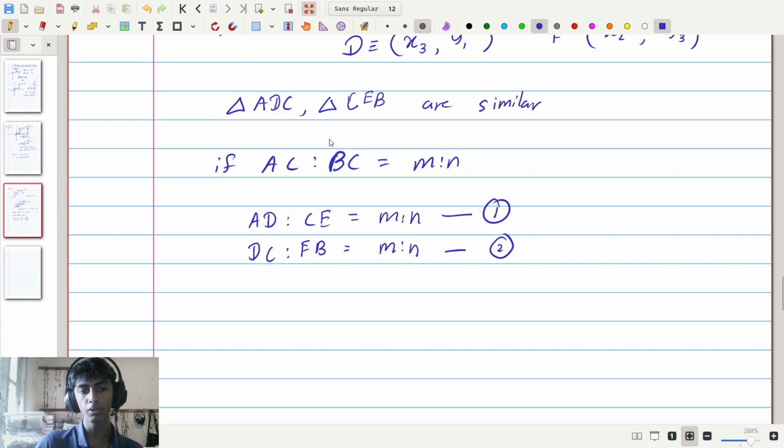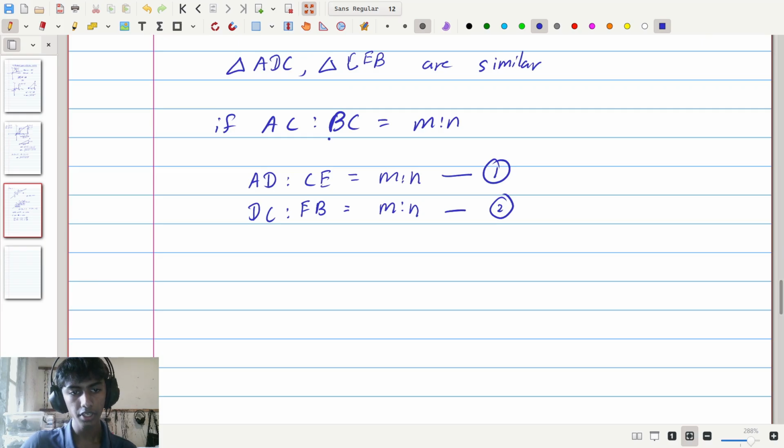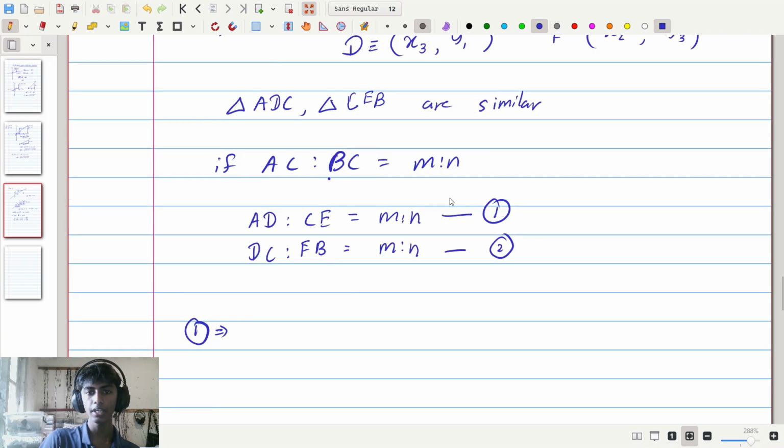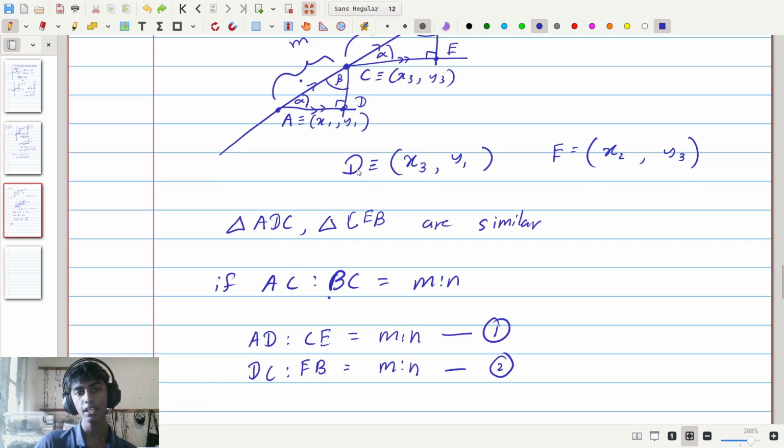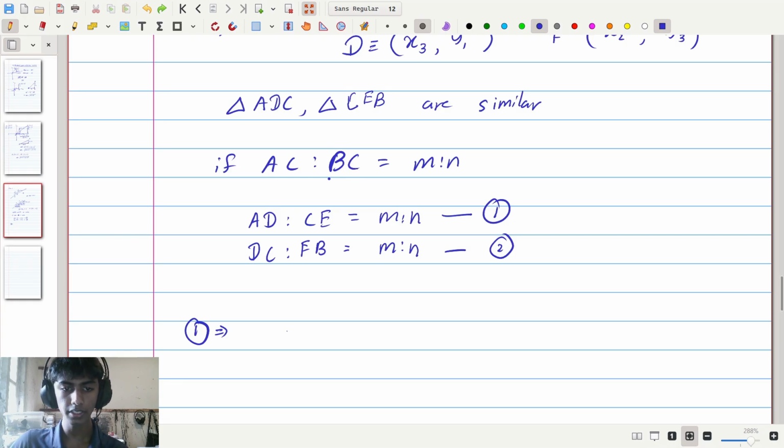So from 1, equation 1 says that the ratio AD to CE is the ratio m to n. If I consider the length AD, A and D have the same y coordinate, so the y coordinate difference between the two is 0. But they have an x coordinate difference of x3 minus x1. So the length AD is x3 minus x1. So I can write that AD equals x3 minus x1.